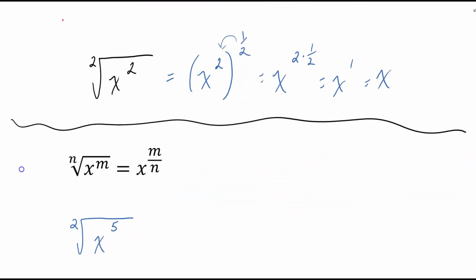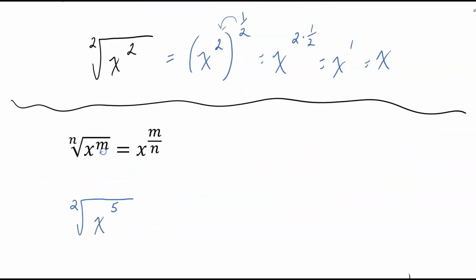Taking this property a little further, if we have a power inside the radicand, then the nth root of x to the m is actually equal to x to the m over n. So this one numerically would become x to the 5 over 2.